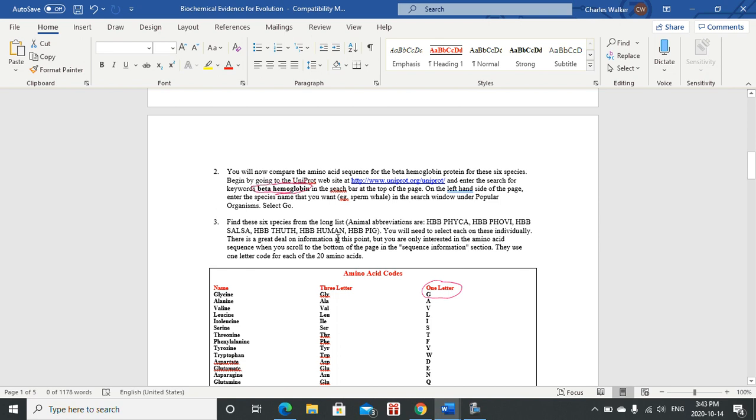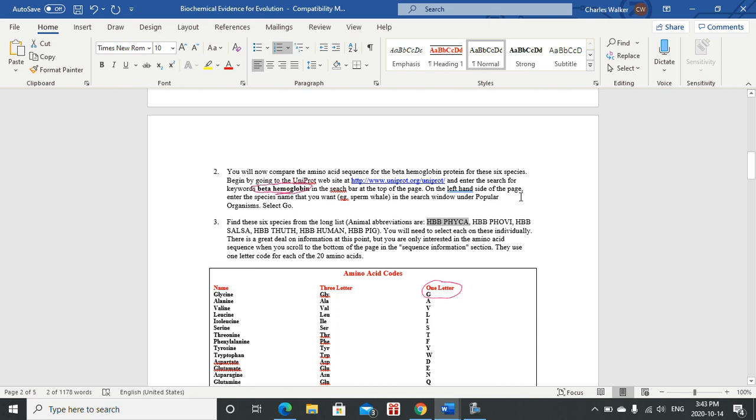The gene abbreviation for beta hemoglobin is HBB, as it shows here. And each of these abbreviations, HBB FICA, that one is for the sperm whale. HBB PHOVI, that one is for the harbor seal, I believe. HBB SAL looks like it's for the salmon, and so on. So I actually give you the abbreviations for them. What I'm going to do is copy this one here.